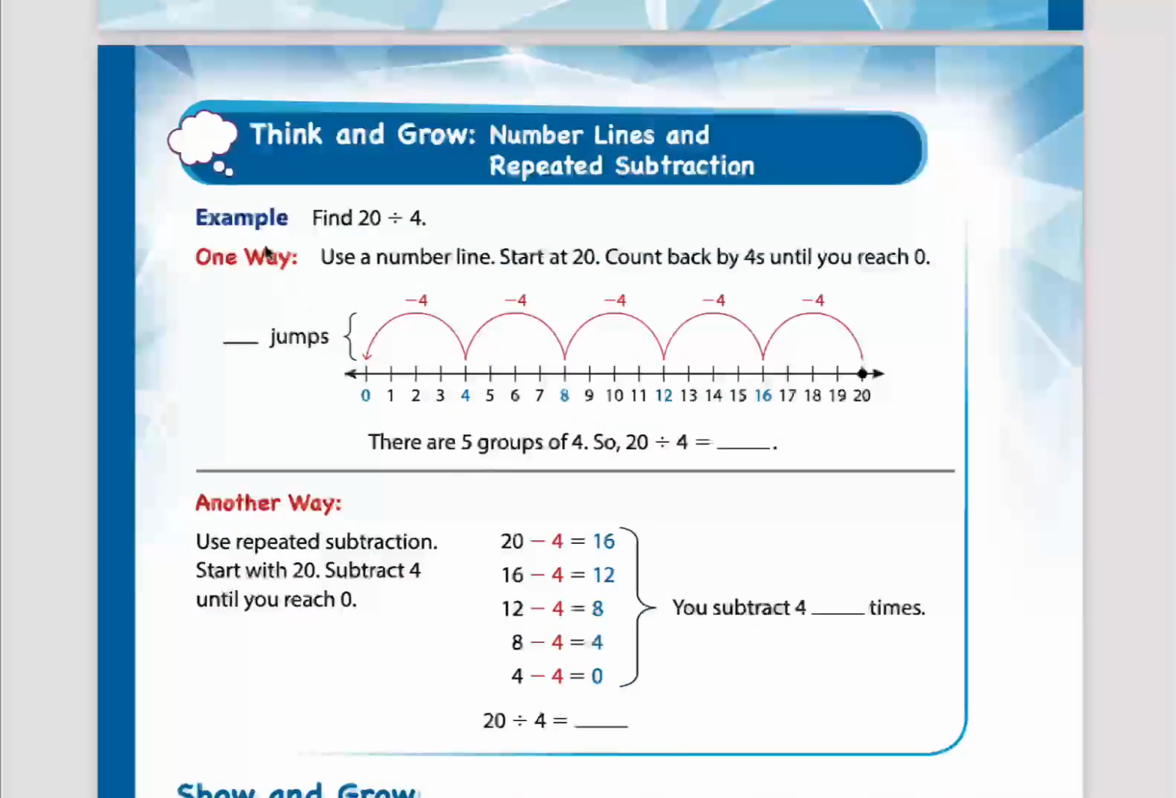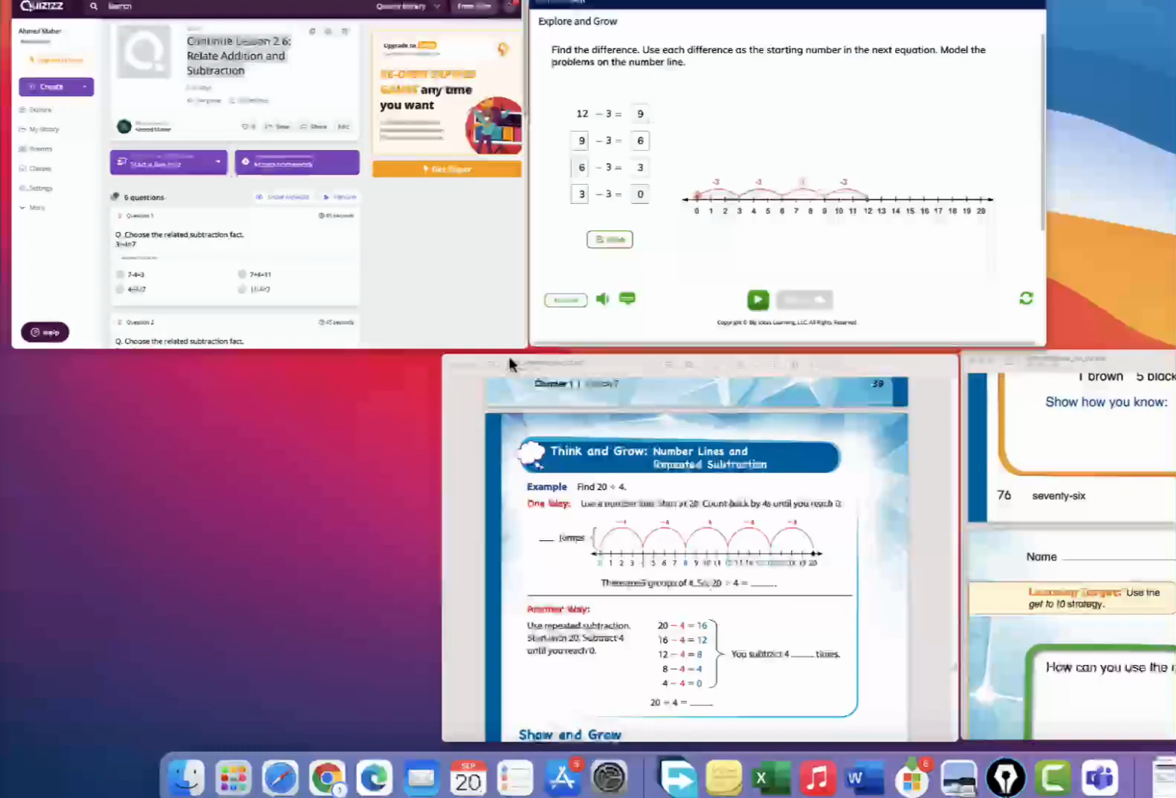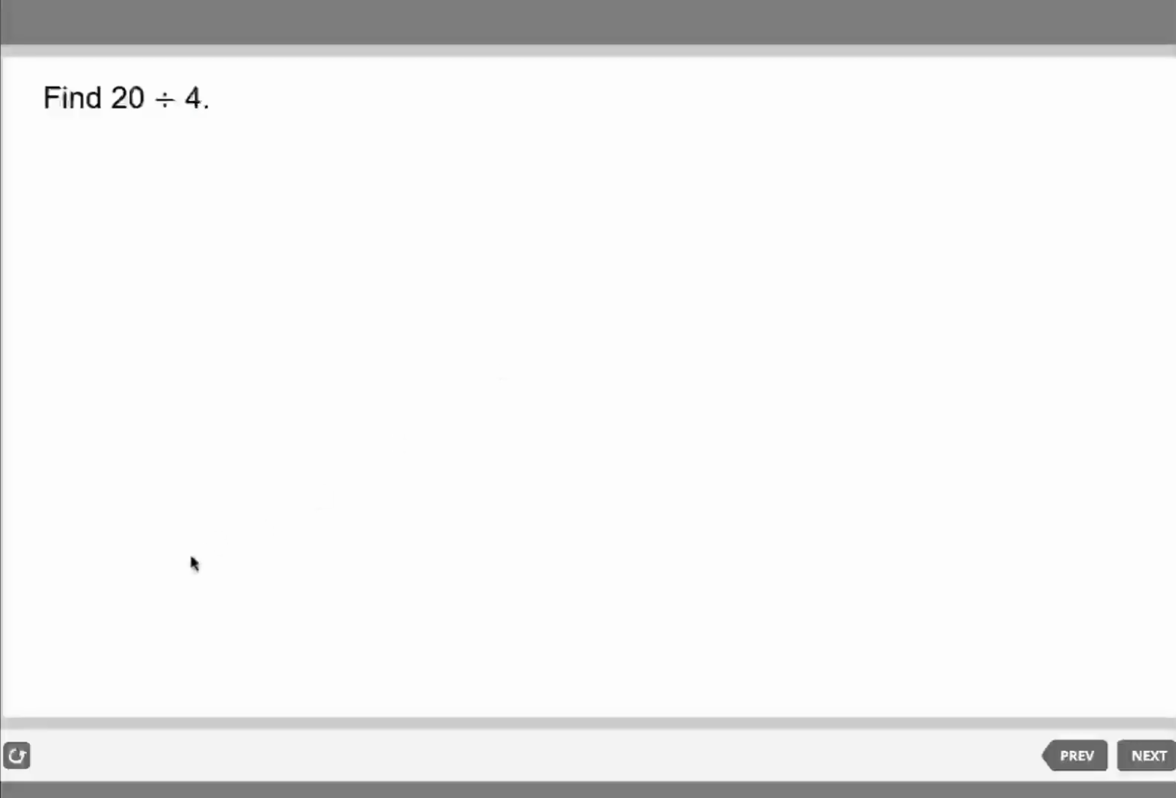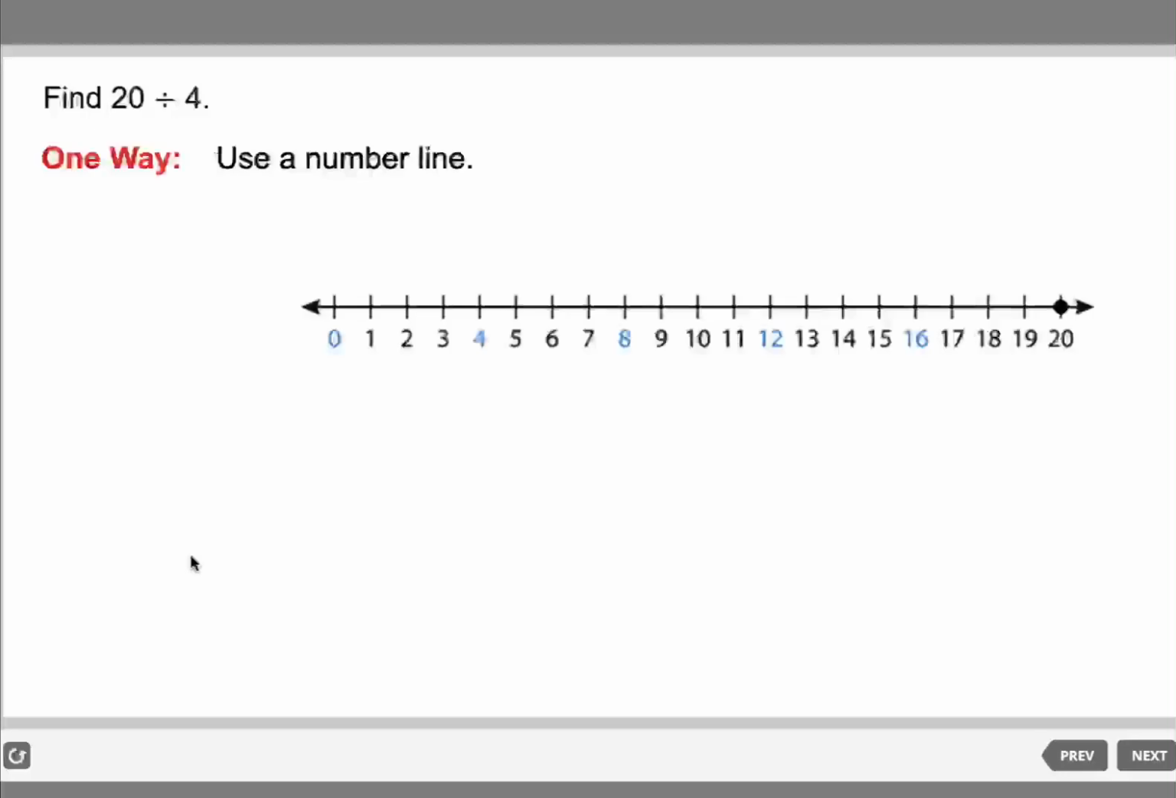And here on this page we have this example. Let's see the example. We need to find 20 divided by 4. So one way we can do this is using a number line. So we start at 20. We count back by 4s until we reach 0.